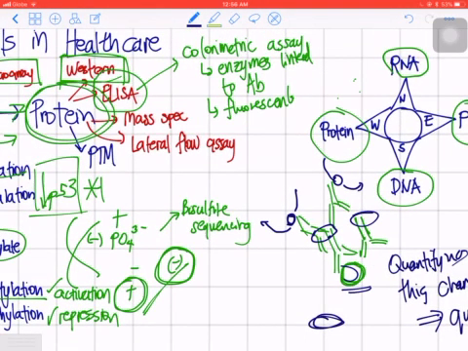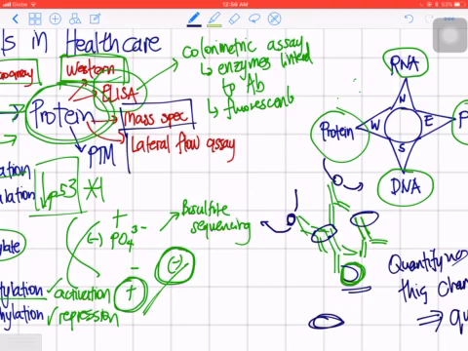Now, we can also do mass spec. Okay? Mass spectrometry is analyzing the different molecular components found in a protein. You can degrade the protein amino acid by amino acid and try to see the different amino acids that are present in your protein chain.